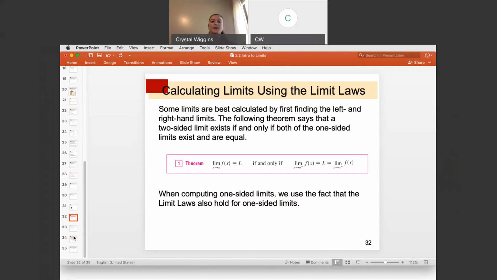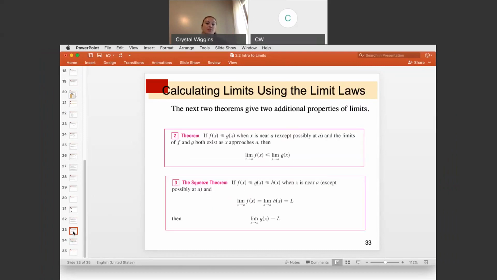Okay, so some limits are best calculated by first finding the left and the right-hand limits and then following through. Other times we can use algebraic methods or graphical methods to help us. These theorems are stating that in theorem 2, when x is near a, except possibly at a, the limits of f and g both exist as x approaches a. But more importantly, I want to focus on the squeeze theorem.